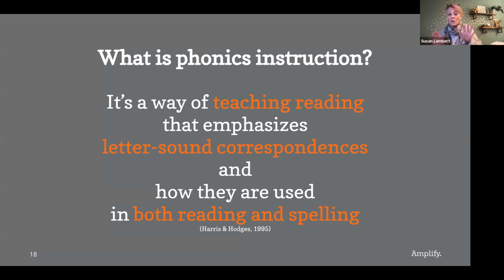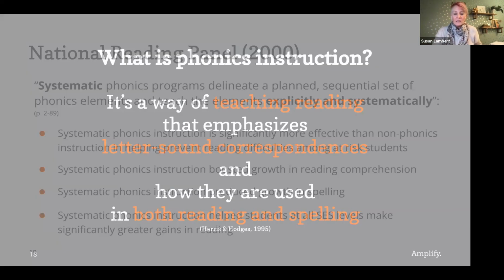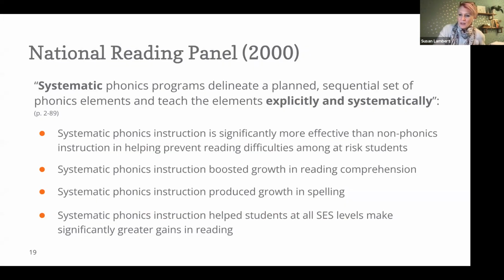And that, when you know that, is going to help you read the word and spell the word, because you'll be able to then pull that word apart. You can blend it together, k, at, cat, and you can pull that word apart, cat, k, at, to both read and then spell. So what did the National Reading Panel say about phonics and phonics instruction?